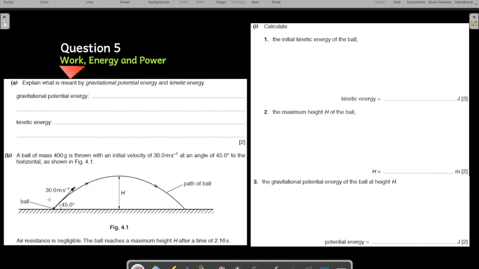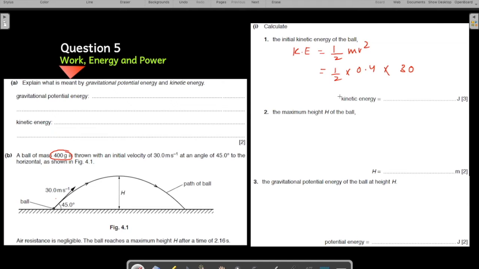What is the formula for the kinetic energy? Kinetic energy is half mv squared. So half times what is the mass of the ball? 400 grams. Are you required to do something here? Yes, everything has to go in the formula in SI units. So you'll have to change grams into kilograms, which becomes 0.4 kilograms, times the velocity. Velocity is 30.